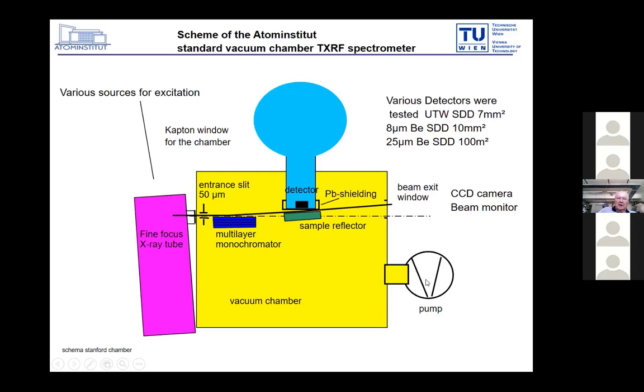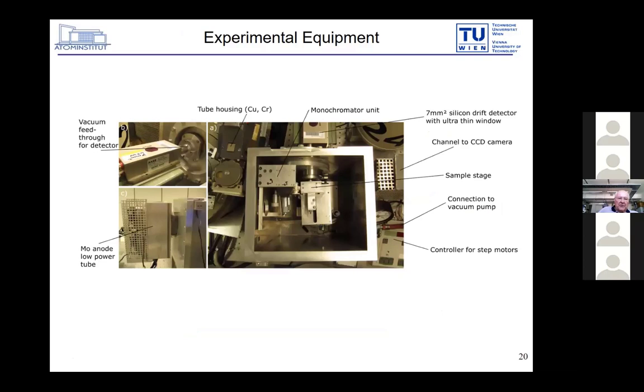And what is also nice, the vacuum needs not to be high vacuum. It is rough vacuum, 1 millibar, 2 millibar is enough. And you achieve that with an oil-free membrane pump. So this is the setup, and we are going to have some photos.